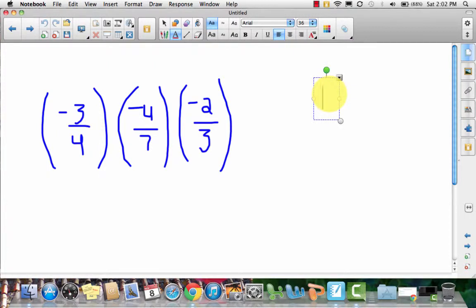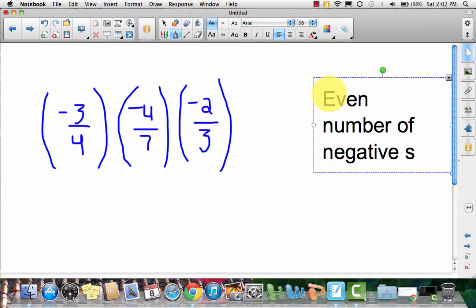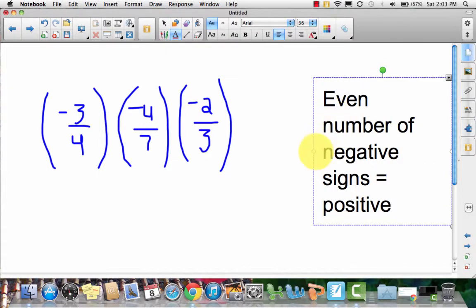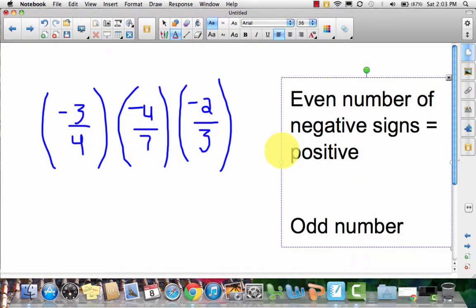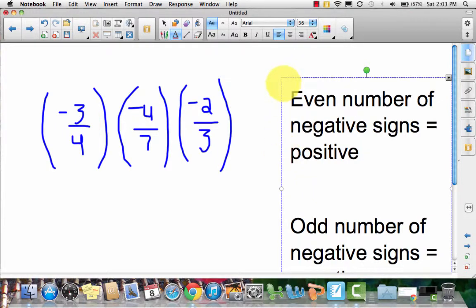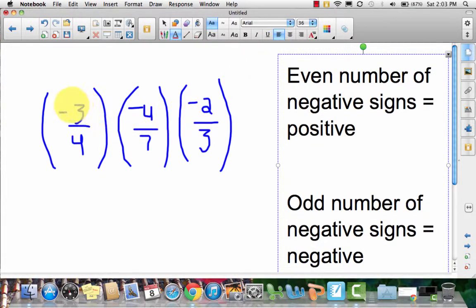So if I look at my problem and I see that there are an even number of negative signs, then I know my answer will be positive. And the reason for that is that each of the negative signs pairs off with another negative sign. If I have an odd number of negative signs, such as the problem here, then I know that my answer is going to be negative. And this makes sense because if I look here, a negative times a negative would become positive. And I'm going to take that positive solution and multiply it by another negative.